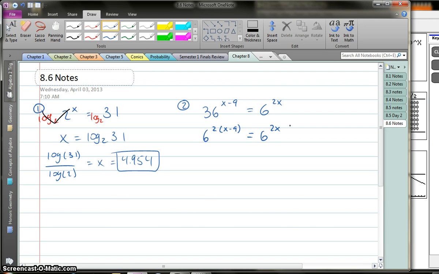Now, there's no need to log both sides because I have the exact same base, so I know my exponents are equal. So 2 times the quantity x minus 9 is equal to 2x. Distribute your 2, and when you subtract 2x from both sides, you get negative 18 equals 0, which we know cannot be true, so this problem has no solution.